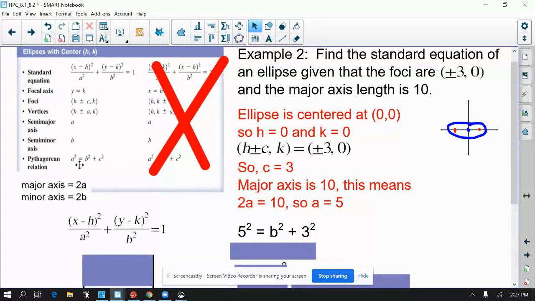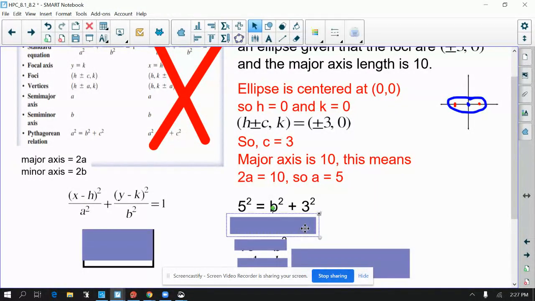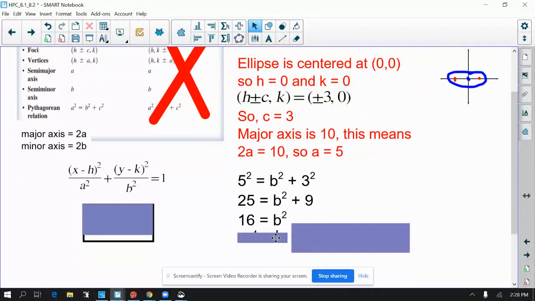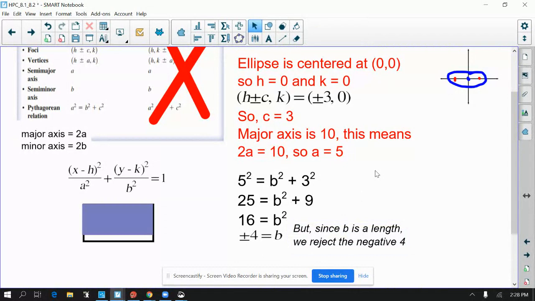So then I go here, the Pythagorean relationship. I know c, and I just found out a, so I can square those and get 5 squared equals b squared plus 9. Solve for b squared and plus or minus 4, because you always take plus or minus when you take the square root. But realize b is a distance. A, b, and c are all distances. So we would just reject the negative. It's just +4. B is just +4.